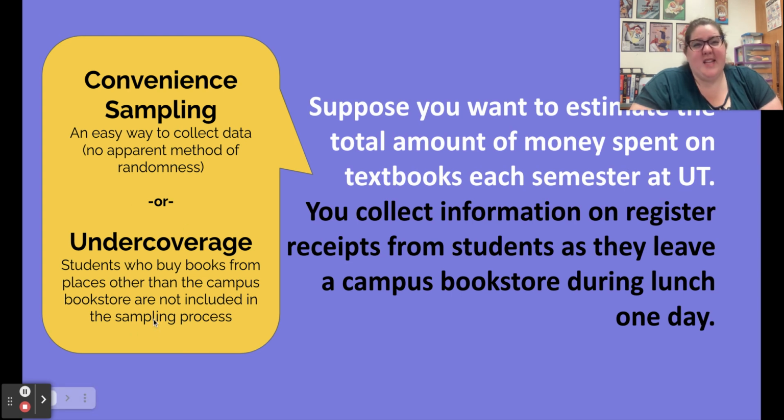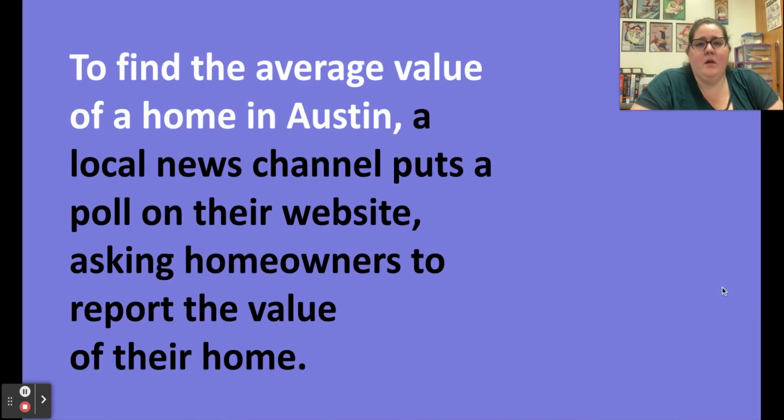And then the other thing you could have said is maybe undercoverage, right? This one bookstore at UT is not necessarily going to be representative of all the different ways there are of buying textbooks. People can buy them online. People can borrow them from friends. There are a lot of different methods or even other stores that are not included in the sampling process. So you could potentially also say undercoverage as well.